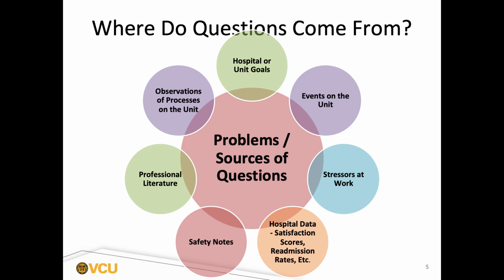Sources of questions are many. Some places you may want to look to are safety notes, where adverse events have been noted, events on the unit, hospital data, or hospital or unit goals. These hospital or unit goals are especially important because they are what many in the hospital are focused on and usually identify key problems that need to be addressed. Each of these, or any of these, are good places to start when it comes to trying to identify a problem from which you can generate a clinical question.